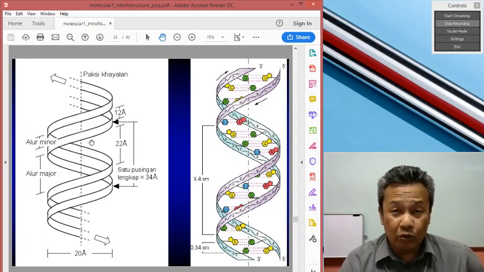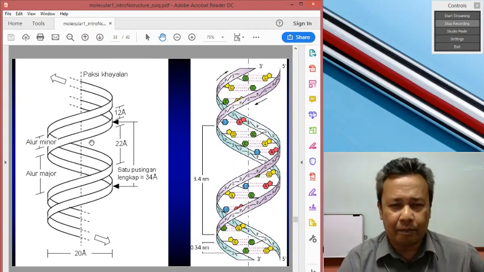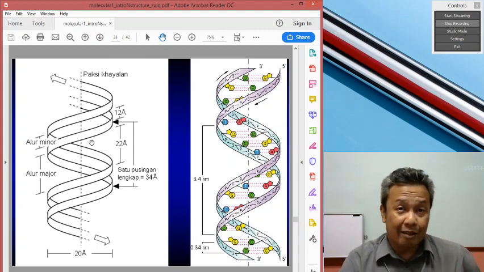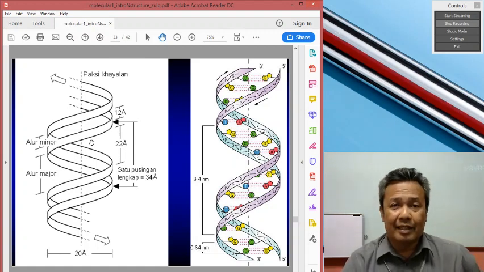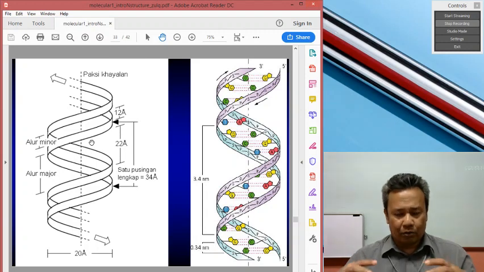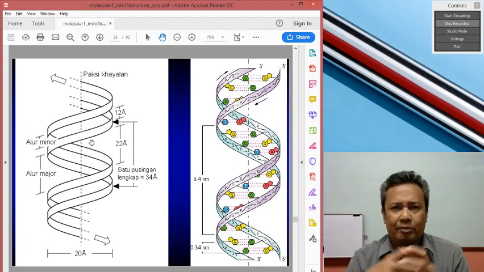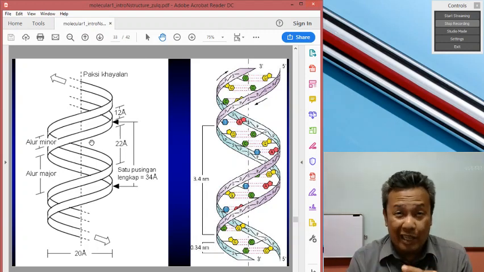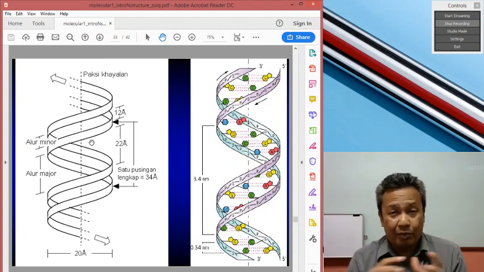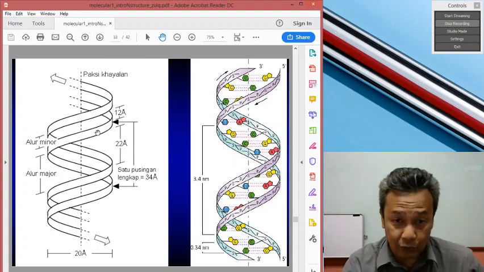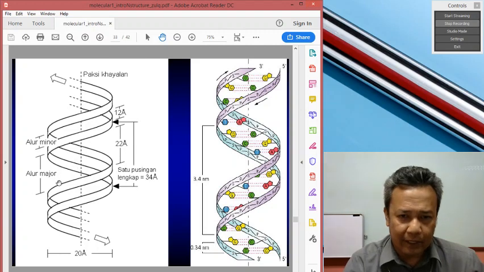Even if it's a groove, it actually plays an important role in protein binding. You'll find later that this is where protein specificity comes from, how the protein will actually find certain types of DNA, certain sequences. How a protein can interact with DNA is dependent on these types of grooves. This is the minor groove and the major groove.